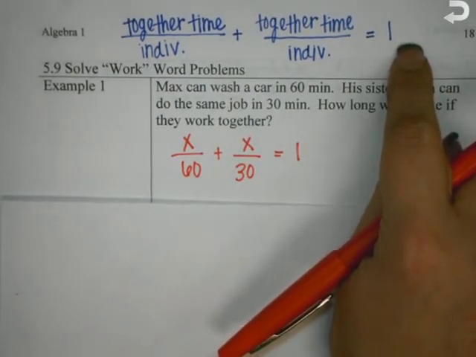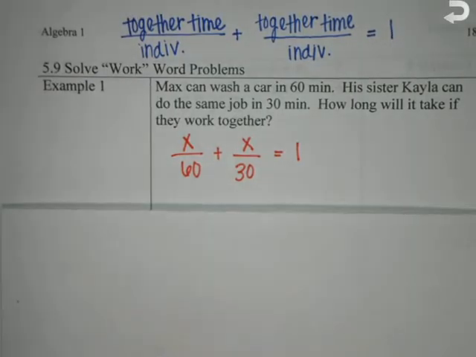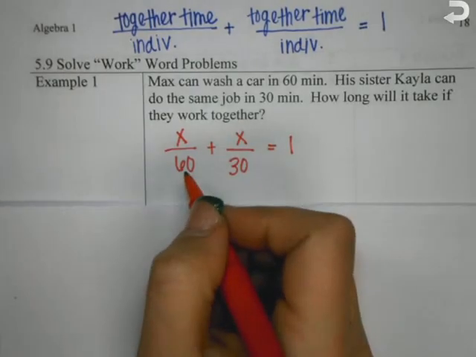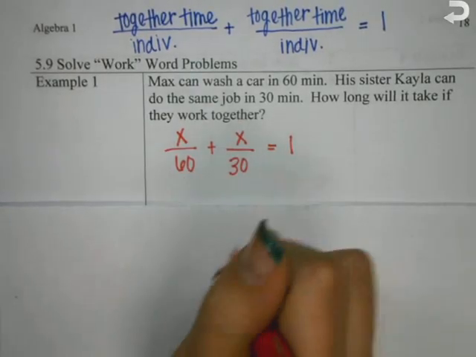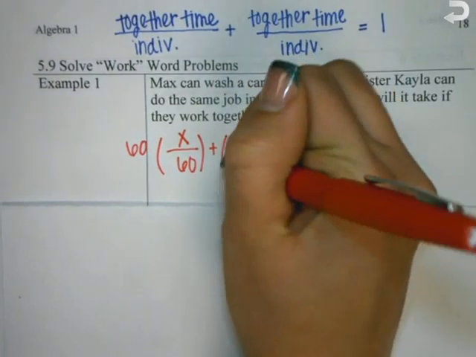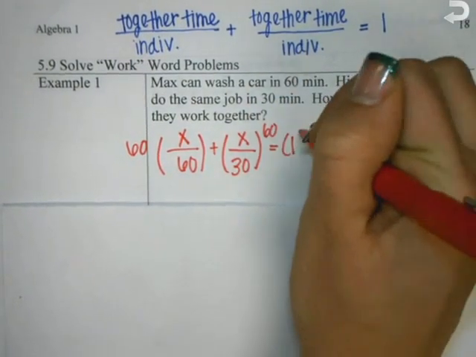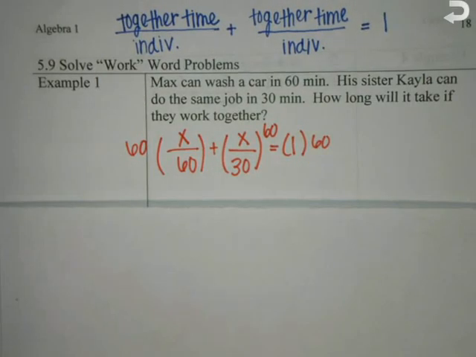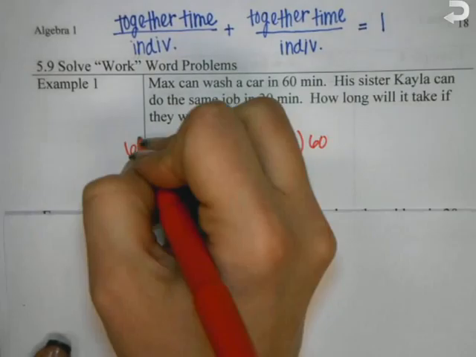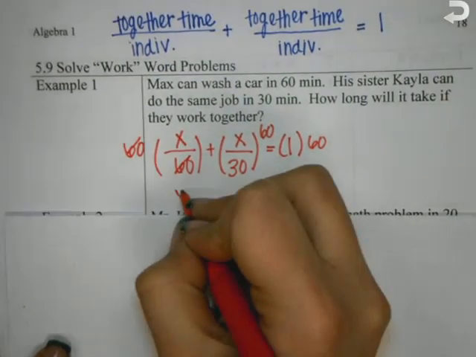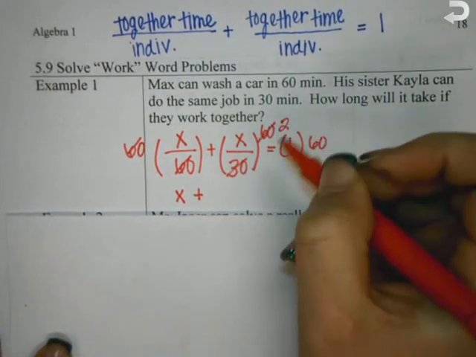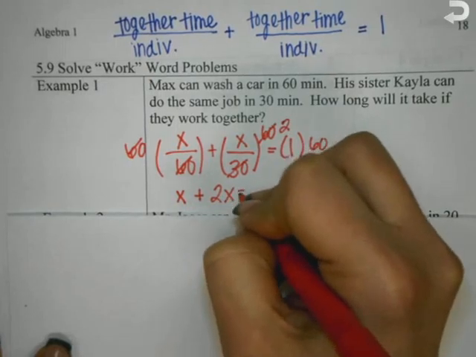Okay? How do I solve this? I need to get rid of the fractions. So I need to multiply everything by the LCD. What's the LCD here? 60. So multiply this guy by 60, multiply this guy by 60, and multiply that guy by 60. Okay? And what do I get? 60 and 60 cancel, so I'm left with X plus 30 goes into 60 2 times. So plus 2X equals 60.